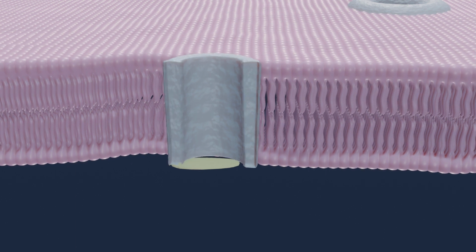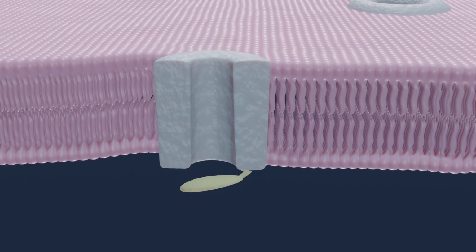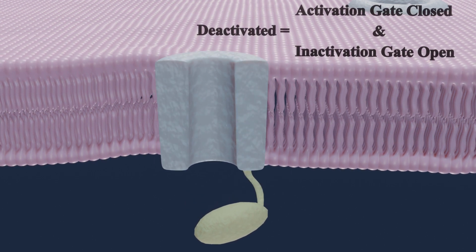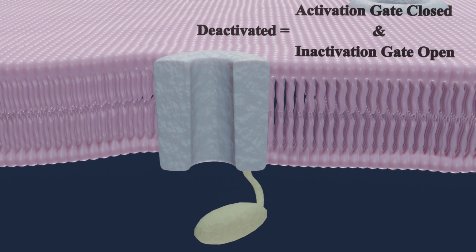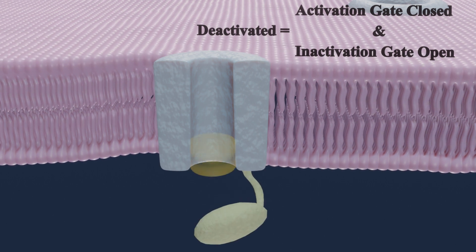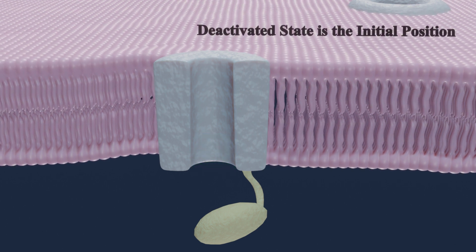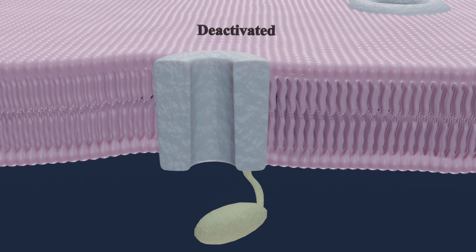From both open and closed types of inactivated states, the channel slowly returns to the deactivated state, in which the activation gate is closed, but the inactivation gate is open. That is, the inactivation gate is not blocked by the particle. This is the initial state, from which the cycle can repeat all over again.